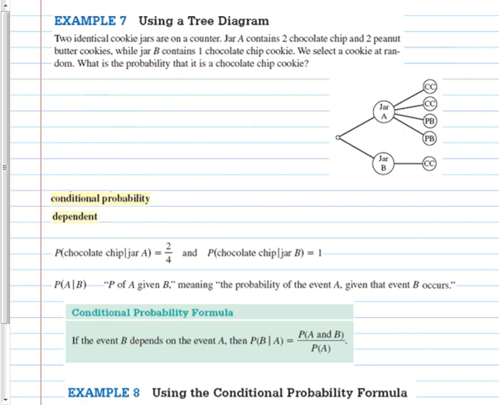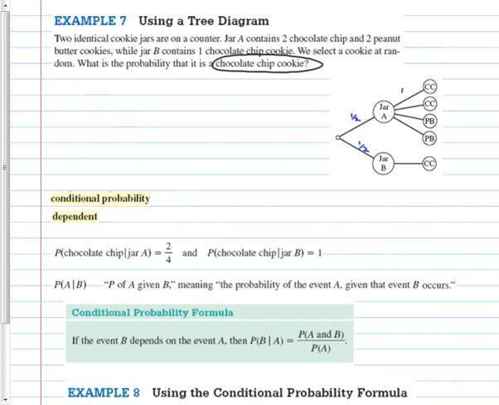Let's do that tree diagram up here with these cookies. 2 identical cookie jars on a counter. Jar A contains 2 chocolate chip and 2 peanut butter, so there they are. Jar B just contains 1 chocolate chip. So we're going to select a cookie at random. What's the probability that it happens to be a chocolate chip cookie? Well, if we're going through this again, we know we have a 1/2 chance of doing either jar.